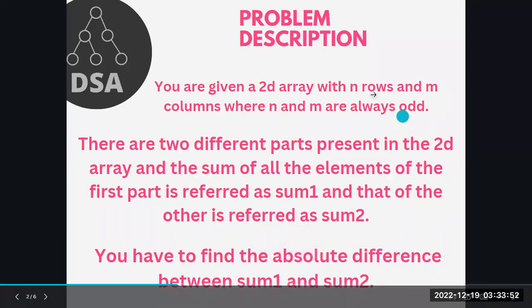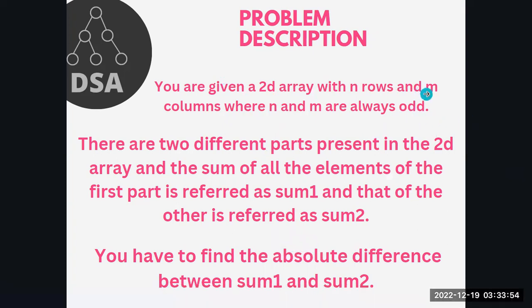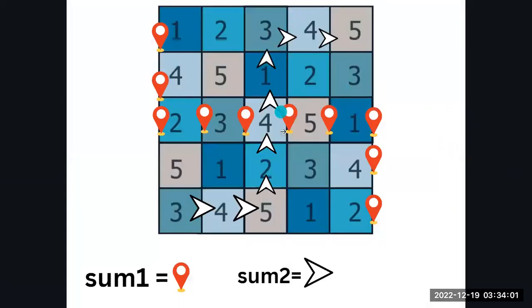So we have a 2D array with n rows and m columns, n and m are always odd, and we have to find sum one and sum two, and the absolute difference between sum one and sum two. So guys, let's focus here.